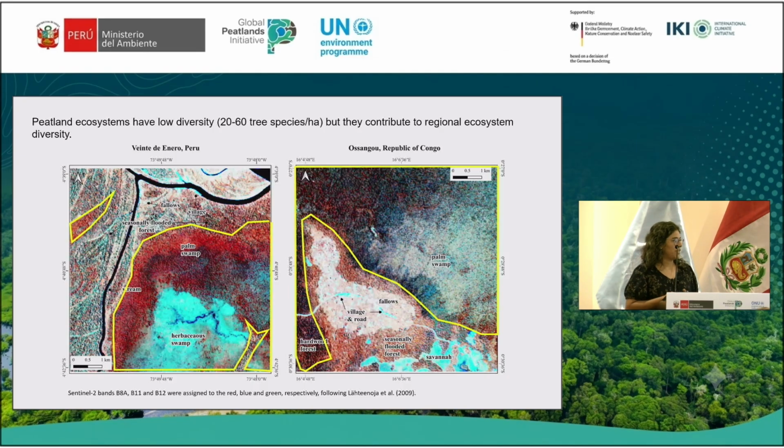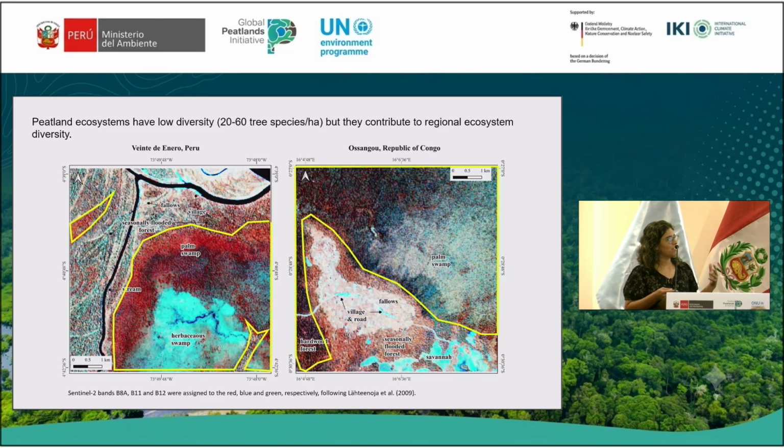So we use remote sensing images like Sentinel-2 nowadays, and we use the same combination of bands and colors that Utila Tenoja used in Peru to explore these ecosystems. So you can see on the left-hand side the swamp that you will be visiting in Iquitos. This area is called 20 de Enero, and in the yellow box I have highlighted the swamp.